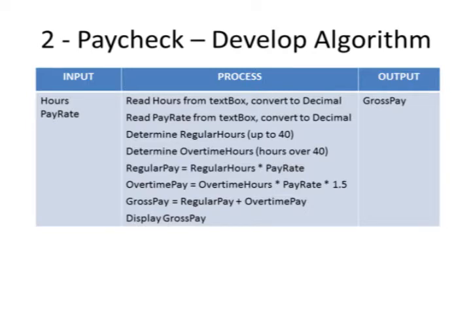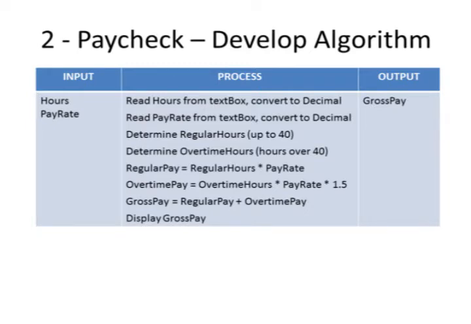We're going to read the hours from the text box and convert to decimal, read pay rate from a text box and convert to decimal, determine the number of regular hours up to 40, determine the number of overtime hours, anything over 40, compute the regular pay, that's our regular hours times the pay rate. The overtime pay is the overtime hours times the pay rate times 1.5. The gross pay, we just add the regular pay plus the overtime pay, and then we need to display the gross pay.